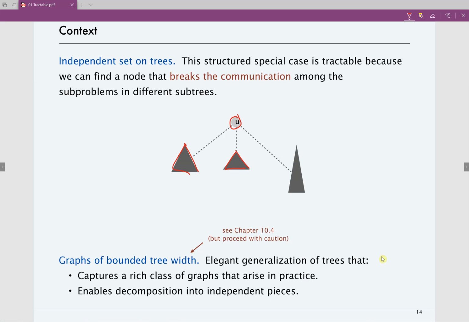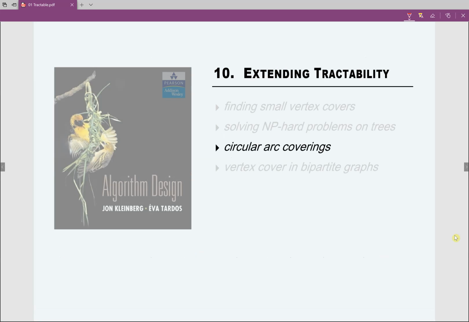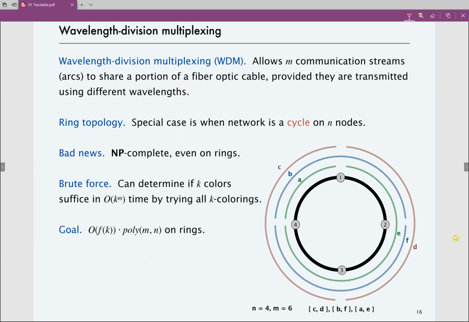All right, so moving on. Next we're going to talk about the problem of circular arc covering. Okay, so let's introduce this problem first of all. We're going to look at this figure of this circle over here, right? What we're going to have is just a cycle graph like this, on n nodes. So here n is going to be 4.